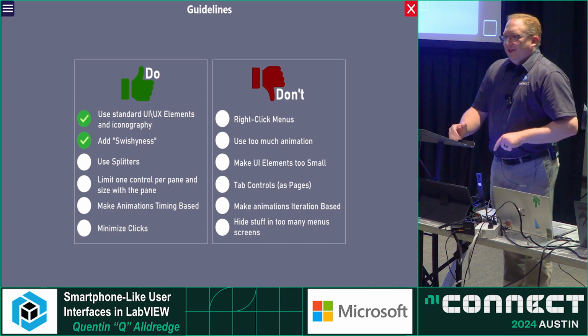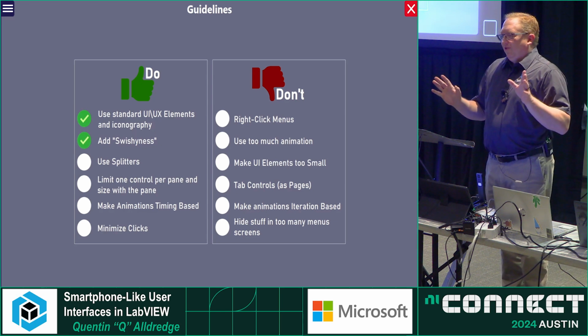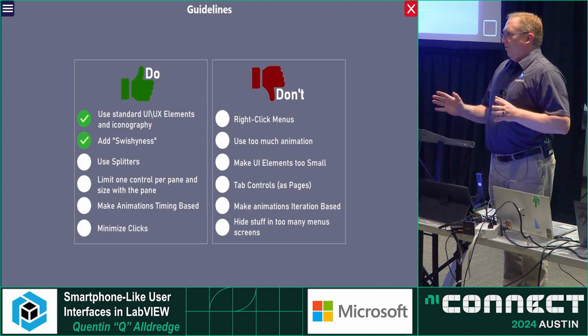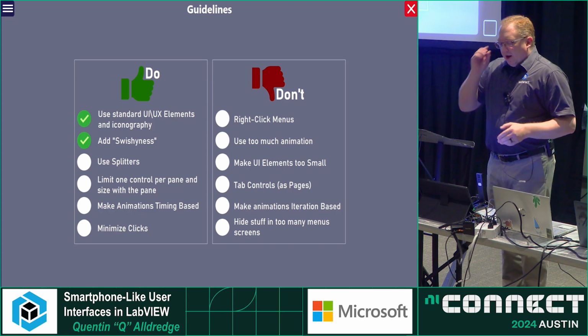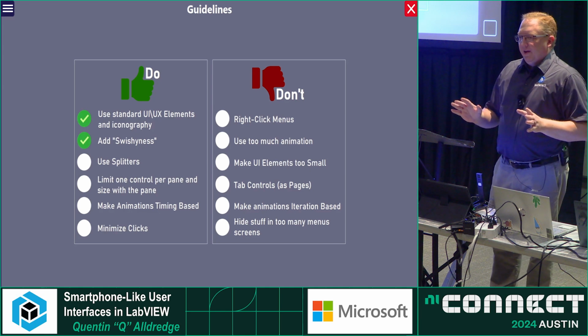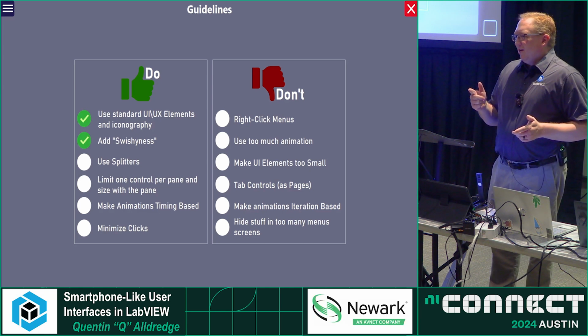Add swishiness. Now that's my technical term for all of the animations and stuff that give feedback to the user that they clicked on something, they moved something, whatever is going to happen. When you're not working with a mouse, it's hard to know, did I click on that button or not?